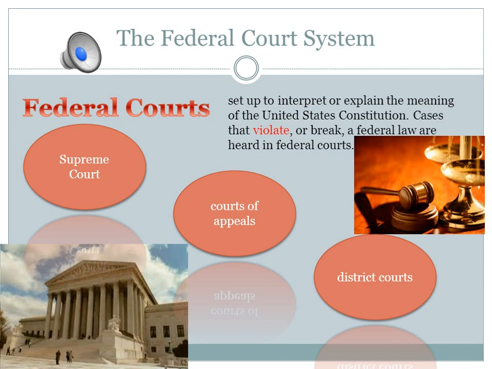So the cases that violate or break a federal law are heard in federal courts, and they interpret the law and follow through when they examine these cases. So the federal court system includes the district courts, as you see at the bottom here, the Court of Appeals, and as you climb up to the very top, it's the Supreme Court.